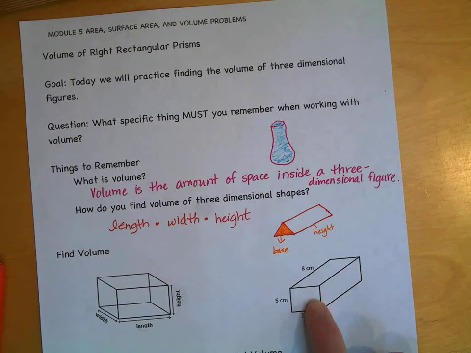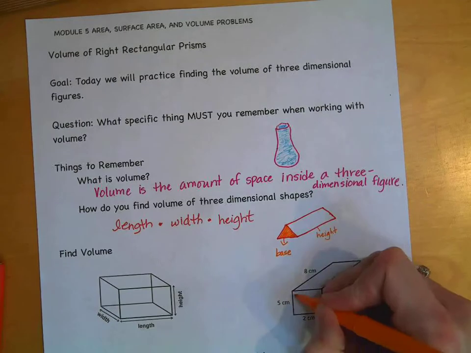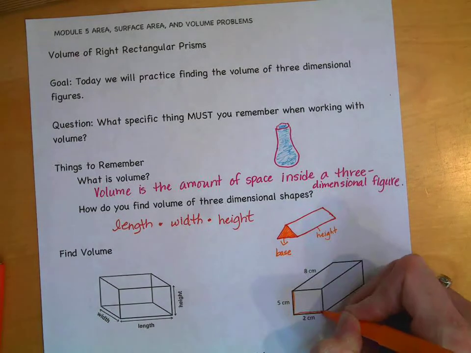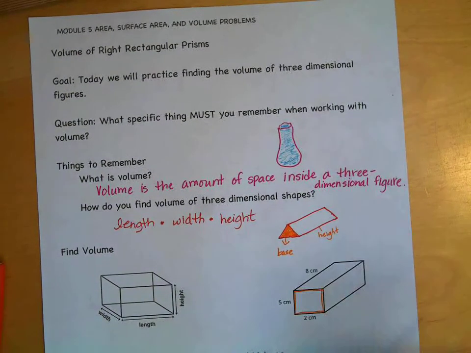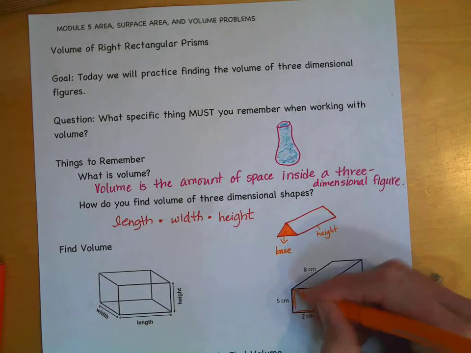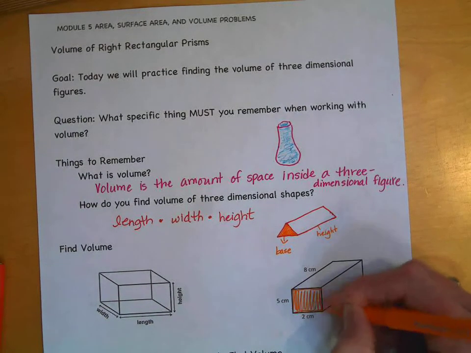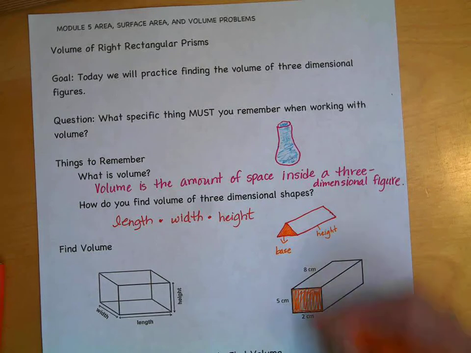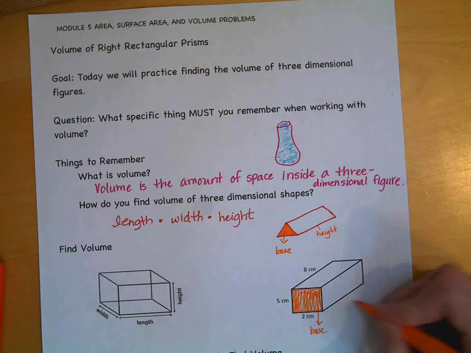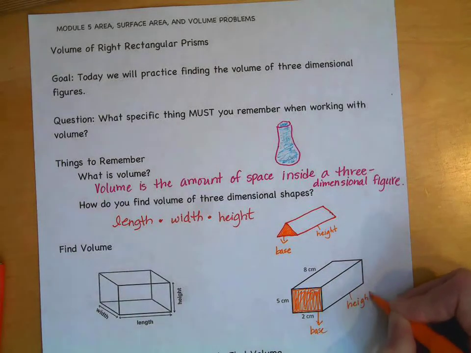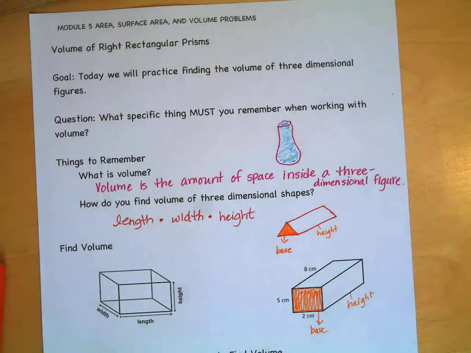If you're looking at this right rectangular prism, then this right here is your base, because it's like a stick of butter. If we were to take this stick of butter and stand it up, the base is a rectangle, and then your height is how tall it would be if you stood it up on its end.